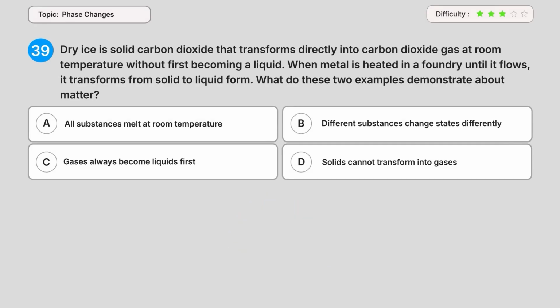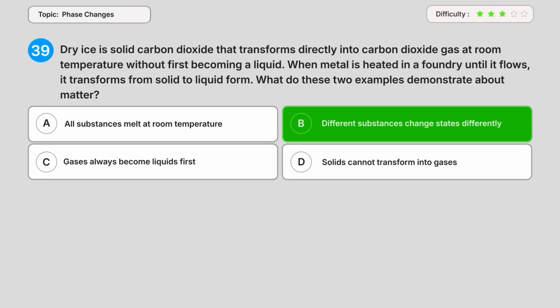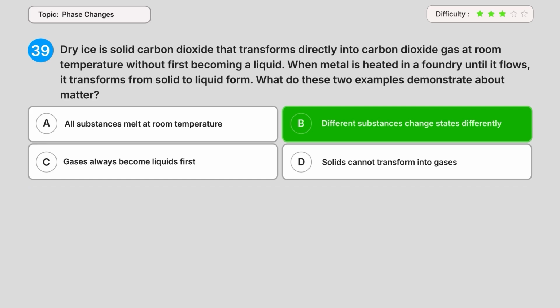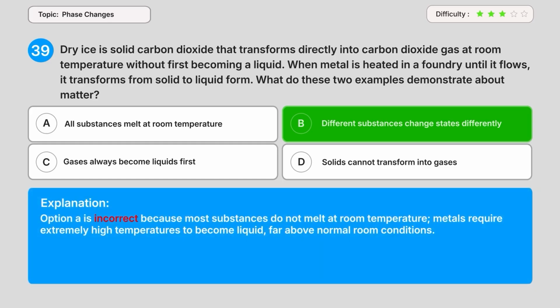Correct answer. B. Different substances change states differently. Explanation. Option B is correct because dry ice sublimates directly to gas, while metals must first melt to liquid, showing that substances have different phase change behaviours and temperatures. Option A is incorrect because most substances do not melt at room temperature. Metals require extremely high temperatures to become liquid, far above normal room conditions.